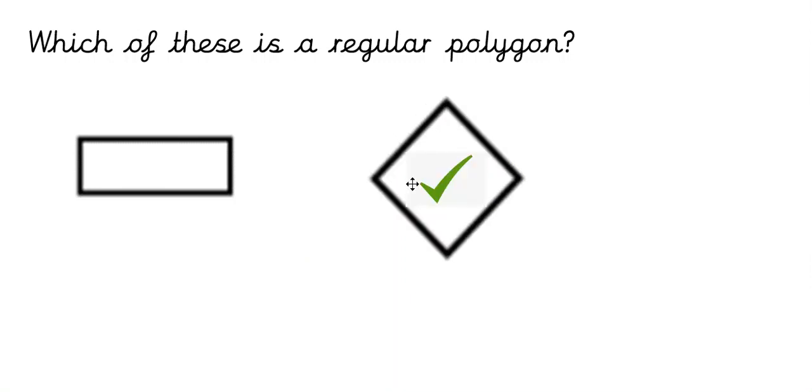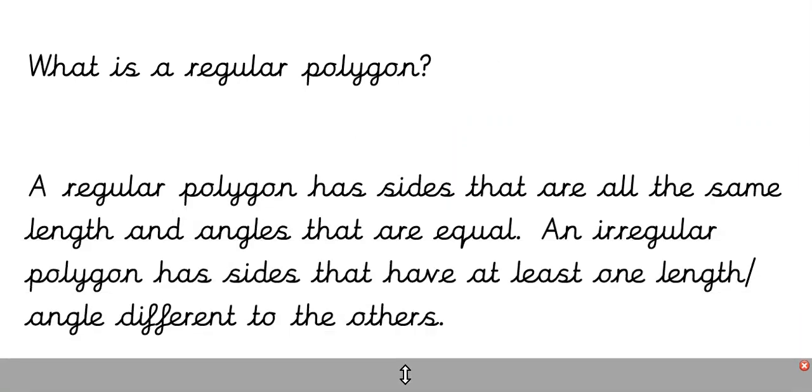So the square is the regular polygon. It's tilted on its side, but it's still regular. Let's see why. So you might have a bit of an inkling now as to what a regular polygon is, but let's see if you're correct. A regular polygon has sides that are all the same length and angles that are equal. An irregular polygon has sides that have at least one length or angle different to the others.